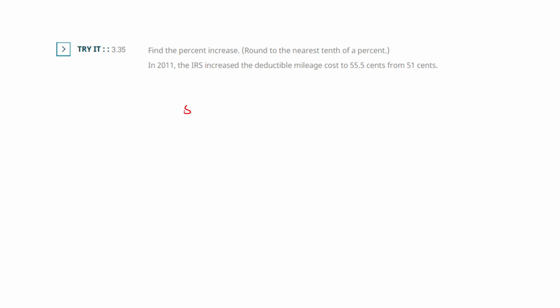It went from 55. Well, yeah, I guess we should do it like this. So you're just finding the change. It doesn't matter up or down. Just find the change. So we've got 4.5. Okay, so there's my change. So 4.5 is what percent of the original price? Well, the original price was 51.